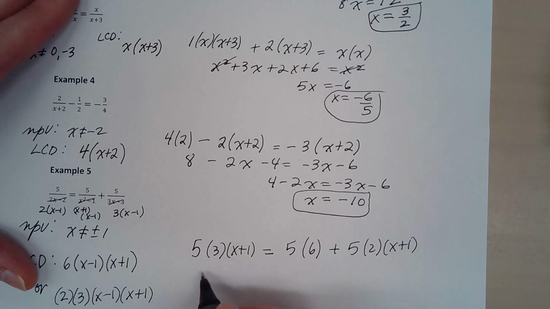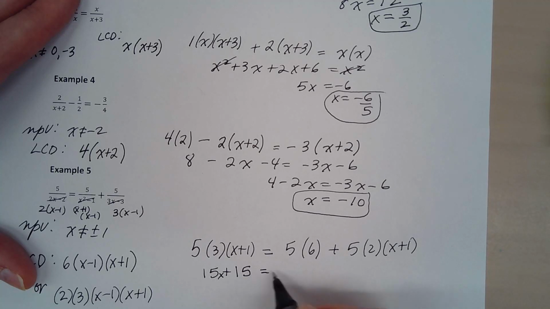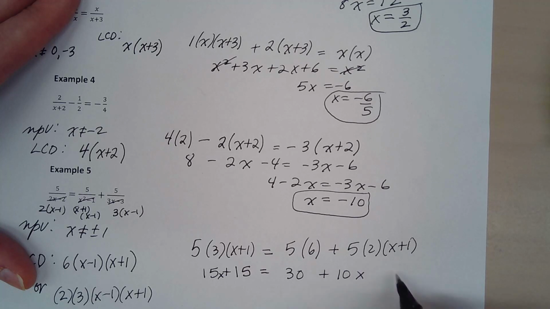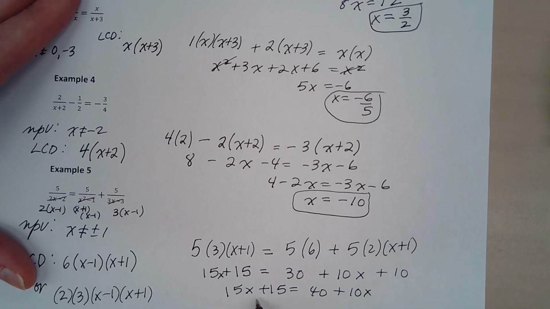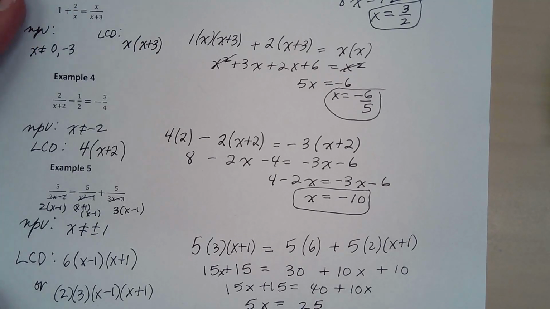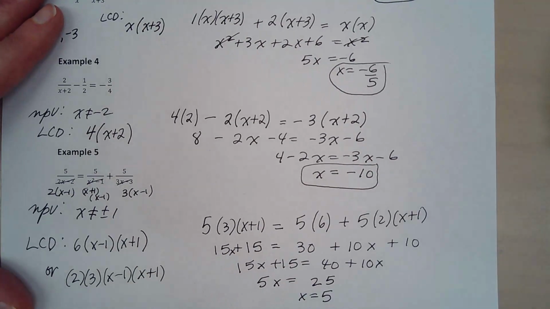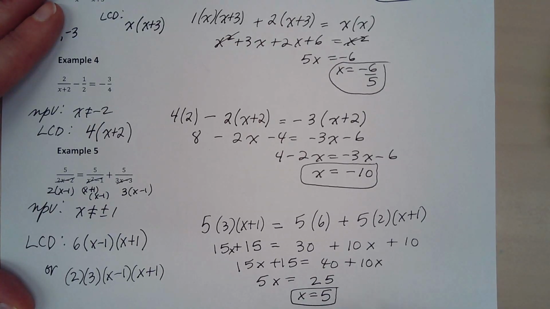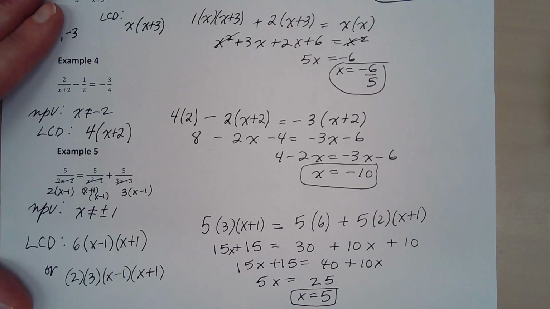So I have 15x plus 15 equals 30 plus 10x plus 10. So I have 15x plus 15 equals 40 plus 10x. And then I get 5x equals 25. x is 5. Just do a quick check back. That's not one of my non-permissibles, so that should be my answer. Okay?